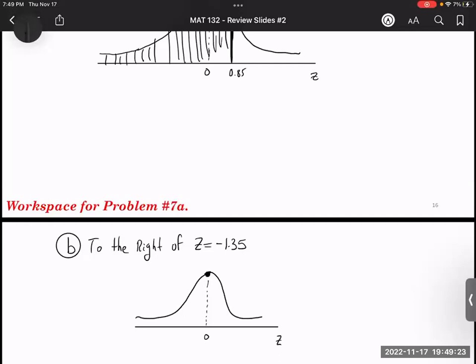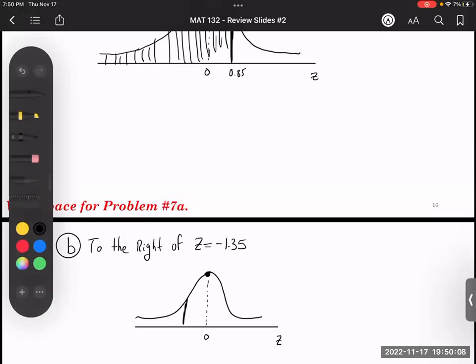If you look at z equals negative 1.35, where would that be located? To the left of 0 or to the right of 0? You've got to listen to my questions. I said z equals negative 1.35. Forget about the wording there where it says to the right. I'm asking you, is it going to be to the left of 0 or to the right of 0? Left. That's the left. Okay. It's to the left of our mean.